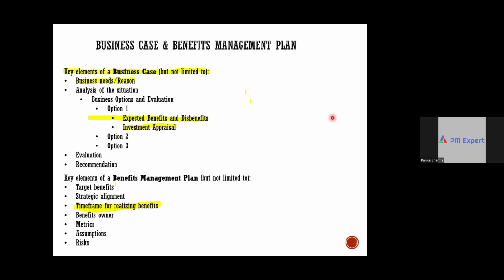Apart from this, the benefit management plan also consists of target benefits. Obviously, target benefits are the same: after the end of the first year, you will have these many benefits. After the end of the subsequent 6 months or 1 year, you will have these benefits. And then the strategic alignment.